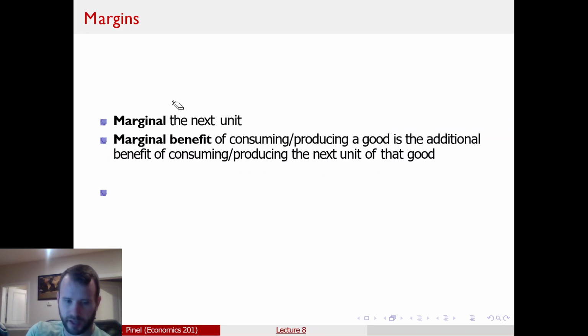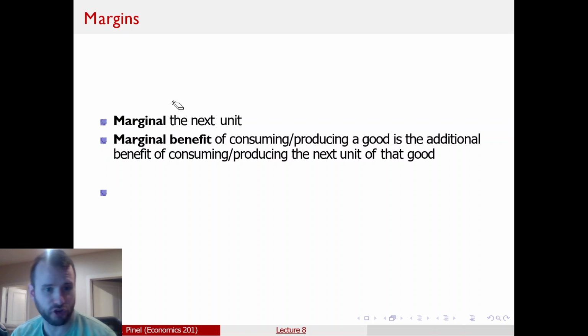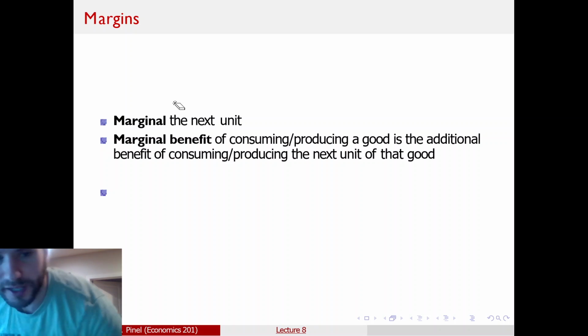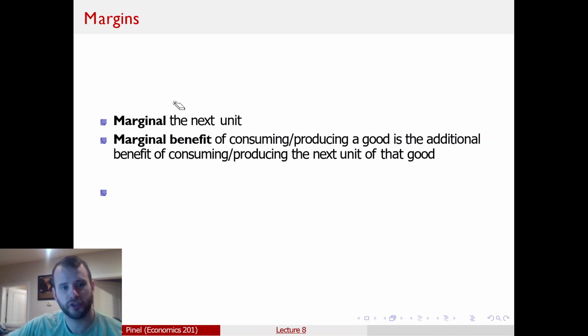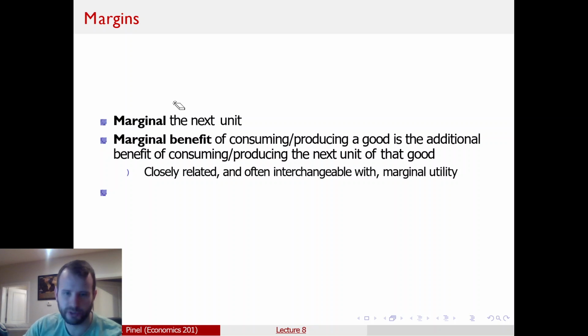Similarly, your marginal benefit is the benefit that you receive from consuming or producing the next unit of that good. Marginal utility and marginal benefit are related, but it could also be a dollar amount, for example. You could say my marginal benefit of producing the next good is $2 because you're going to make $2 from that good. So marginal benefit is the benefit you get from consuming or producing the next additional unit, and it's closely related and often interchangeable with marginal utility.